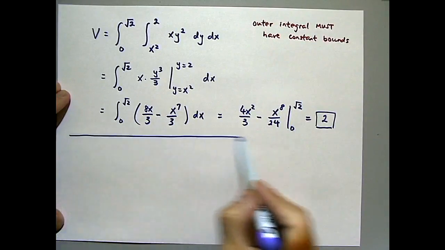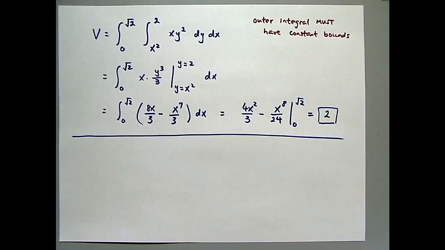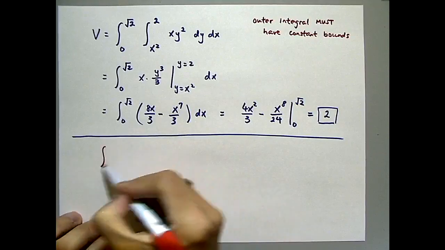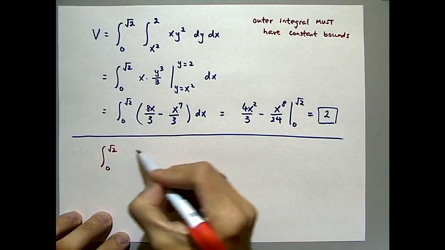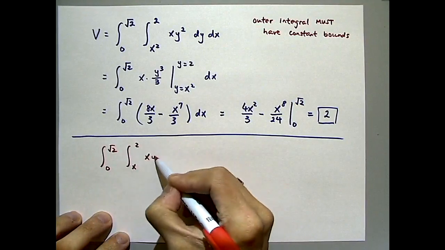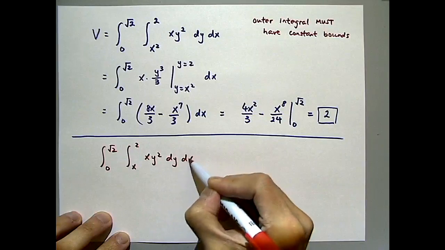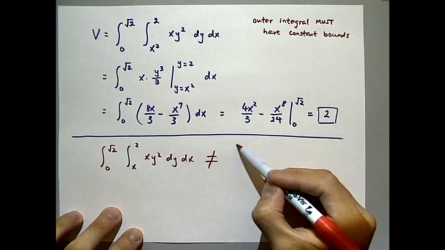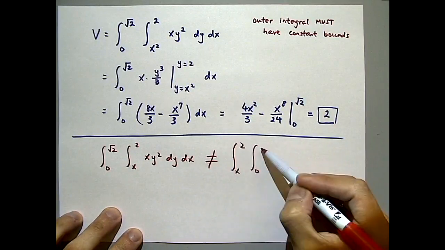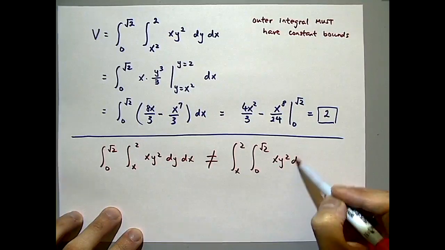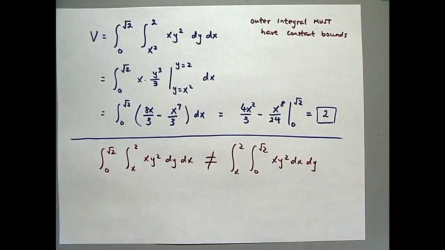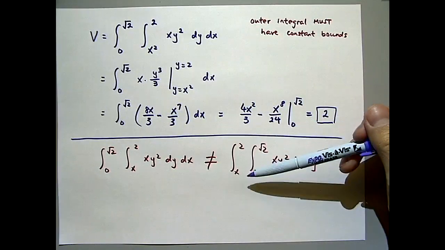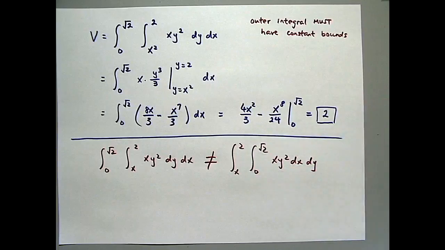very important thing to remember is that we can't just switch the integration like we did with the rectangle. We can switch the order, but we have to do a little bit more work. So this is not equal to the integral from x = 2 to 0, to radical 2, of xy squared dx dy. Right, we can't do that. For one thing, we can't let the outside integral have non-constant bounds. That just doesn't work because the outcome is not going to be a number. We expect a number out. So we can't do this anymore.